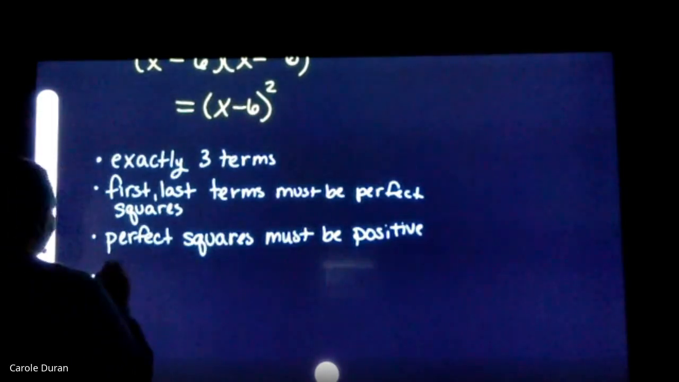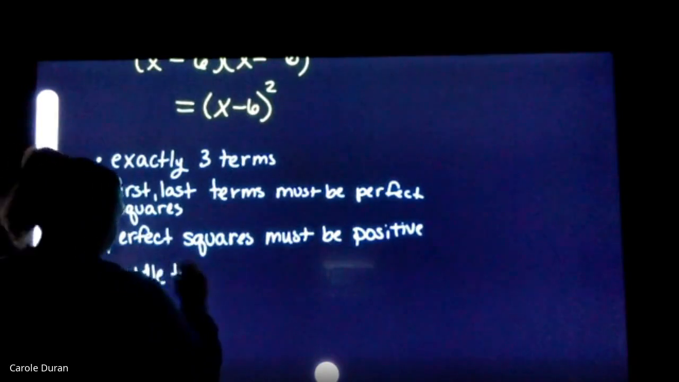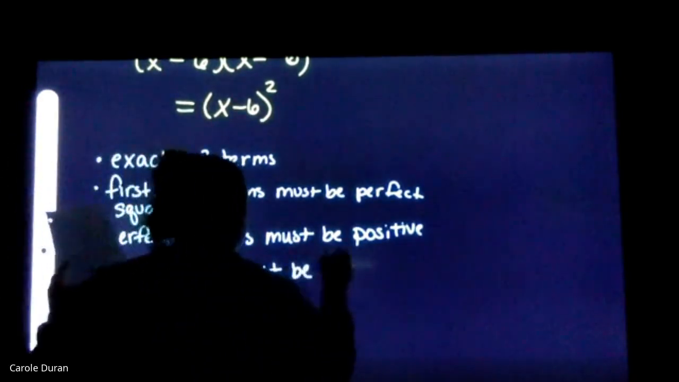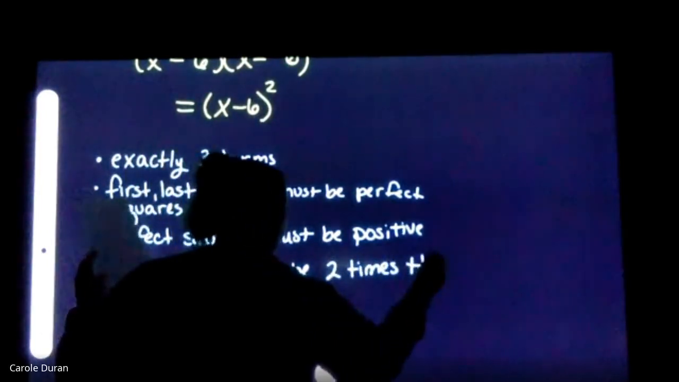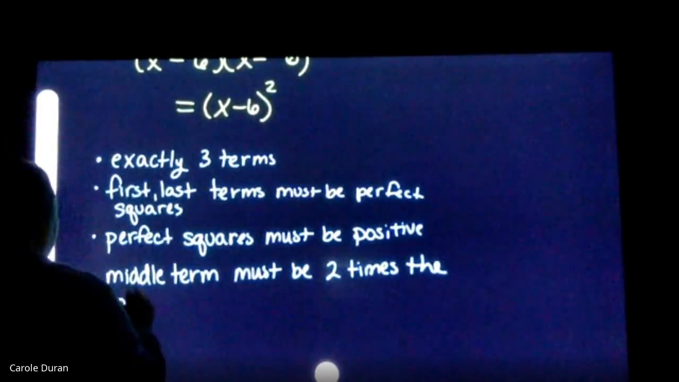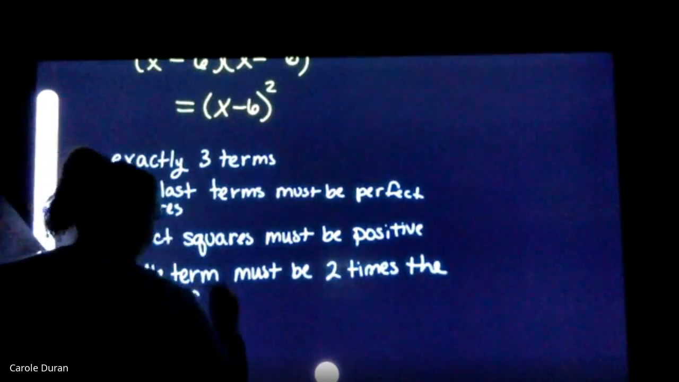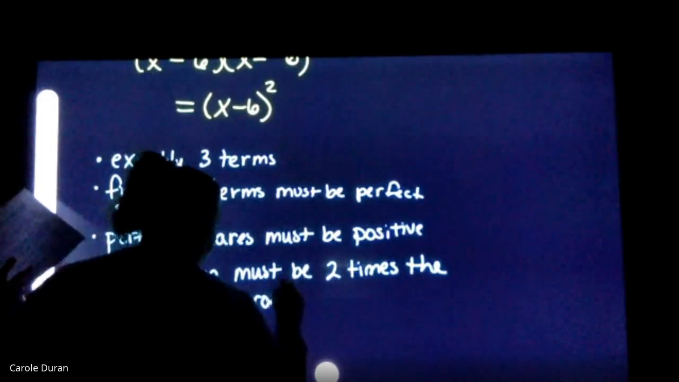And the x term, so the middle term, must be 2 times the product of the roots of the perfect squares.